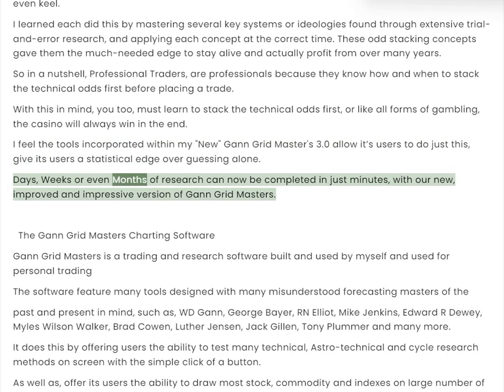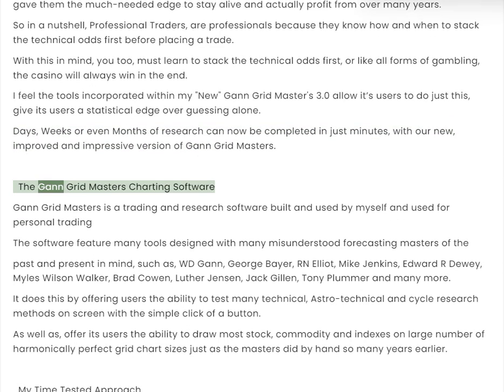Days, weeks, or even months of research can now be completed in just minutes with our new, improved, and impressive version of Gann Grid Masters. The Gann Grid Masters charting software.